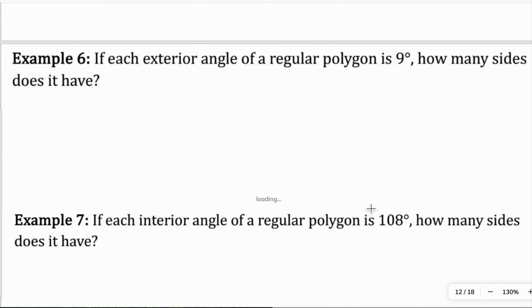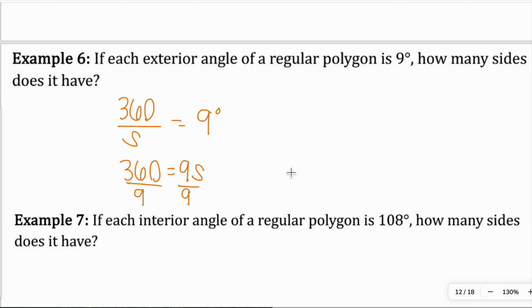Number 6 says, if each exterior angle of a regular polygon is 9 degrees, how many sides does it have? That means we've already taken 360, divided it by the number of sides, and got 9 degrees. So we just have to figure out what number goes here. One way we can do that is multiply both sides by s. So 360 is equal to 9 times s. To solve for sides, we're really just dividing 360 by 9. So the number of sides we're going to get is 40 sides.